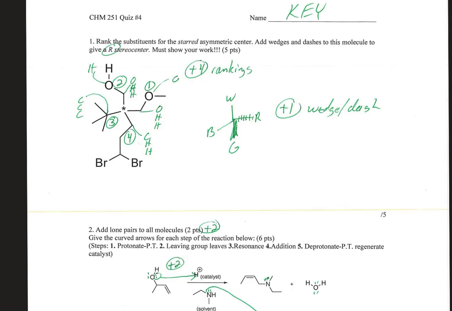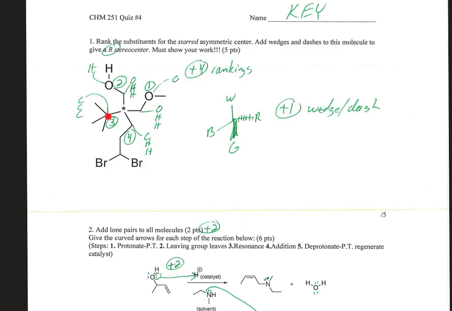Quiz 4. Rank the substituents for the starred asymmetric center. Add wedges and dashes to this molecule to give an R stereocenter. Must show your work, right? So for this one, again, moving out one bond at a time. So carbon, carbon, carbon, carbon. So everybody's tied. Then you got one more bond.